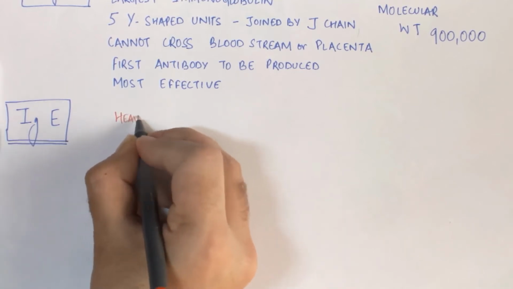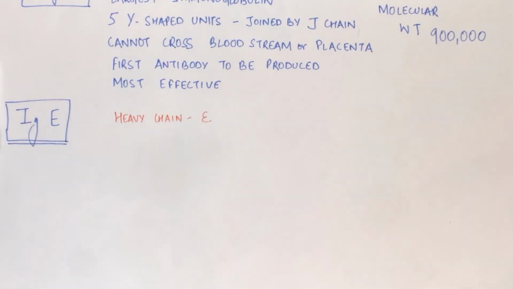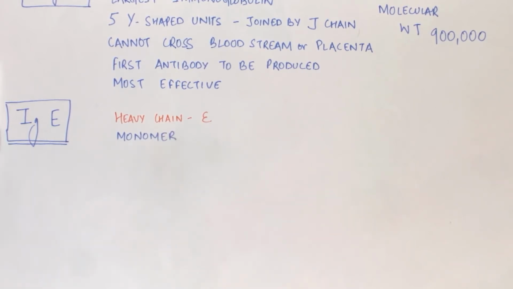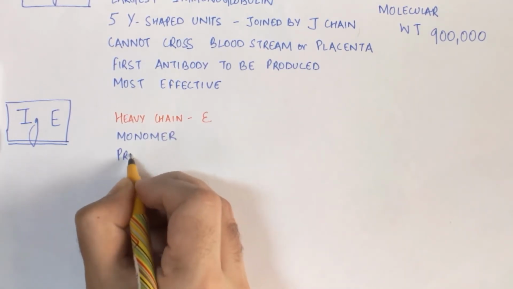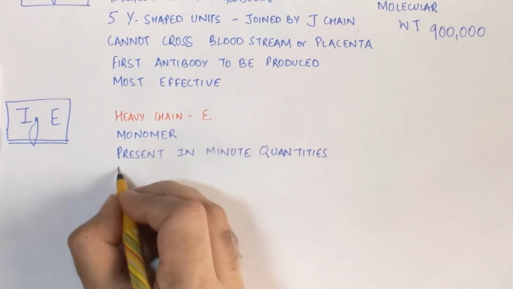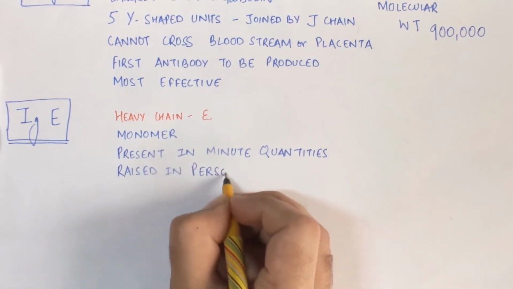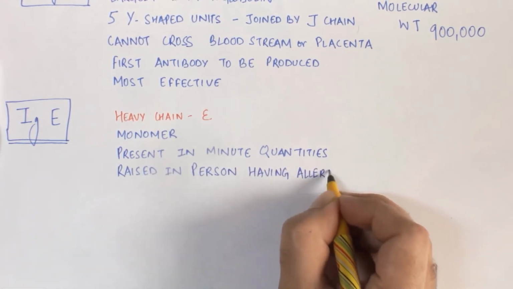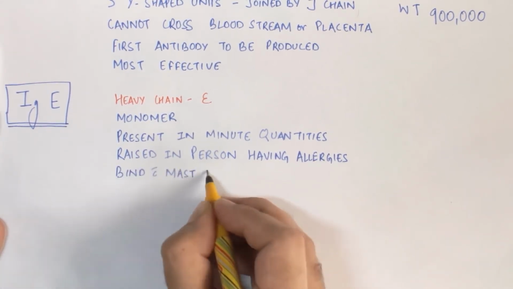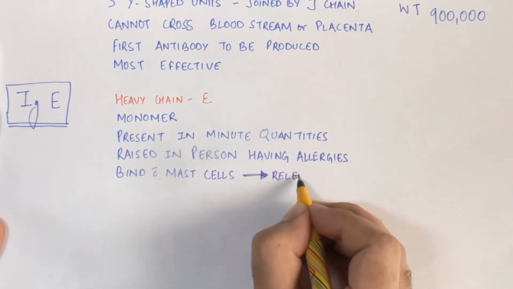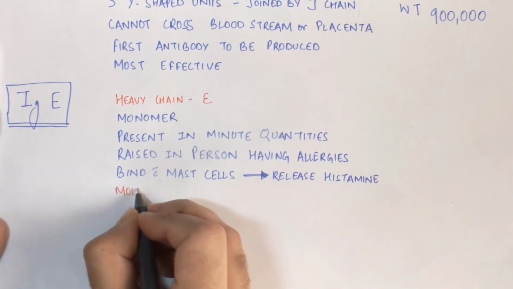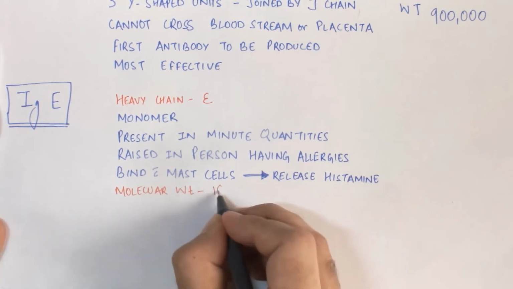Now talking about the IgE, the heavy chain present in the IgE is of the epsilon type. IgE is also a monomer and it is present in minute quantities in the bloodstream, and the IgE is mainly raised in the people who have allergies. The mechanism of action of the IgE is that it binds to the mast cells and causes the release of histamine from the mast cells. The molecular weight of the IgE is 190,000.